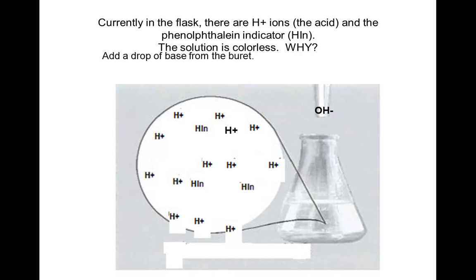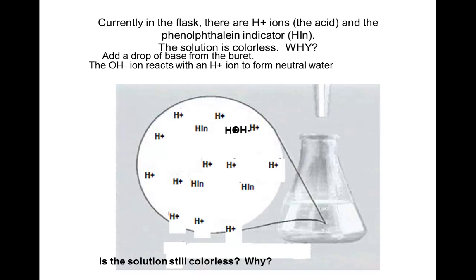Then I'm going to add a drop of base from the buret. And notice right here, I've got the base in the buret. It's going to drop down into my flask, and let's see what actually happens when we do that. We drop it in, it finds a hydrogen ion, and that hydrogen ion and that hydroxide ion combine together to form water. Okay, is the solution still going to be colorless at this point? Sure it is. It's still going to be colorless because notice, I still have a lot more hydrogen ions. So I still have an acidic solution.